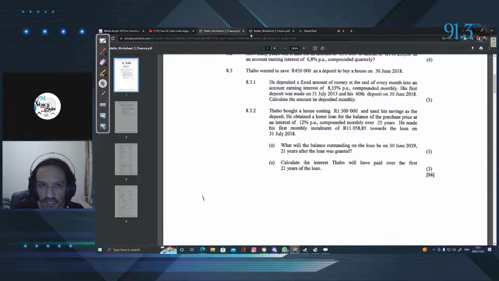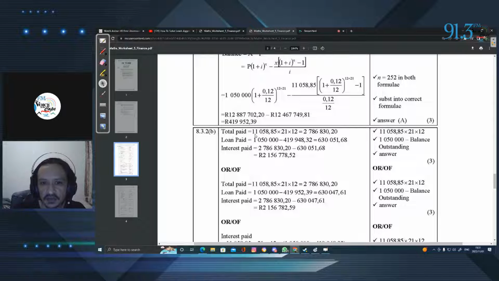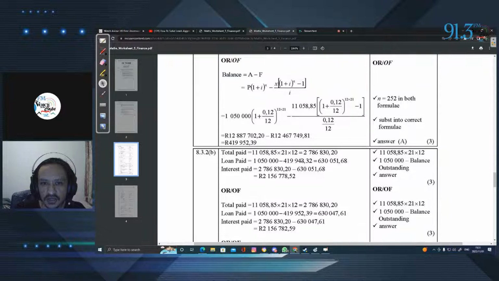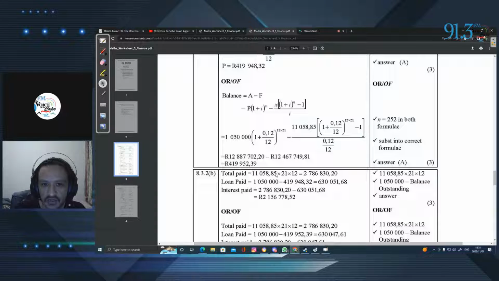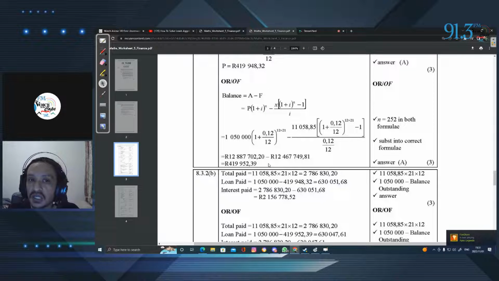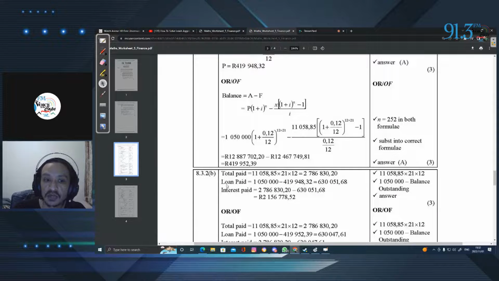So it's a fairly short one to do. It's literally total paid, which is this value over here, where we say 11,000. So we have to take the deposit that they paid monthly, times it by 21, times it by 12. That would work out to be the total amount paid, because Tabu's paying this monthly installment every month for 21 years, 12 months of a year. So we say 21 times 12 times this amount. That's the total amount paid.